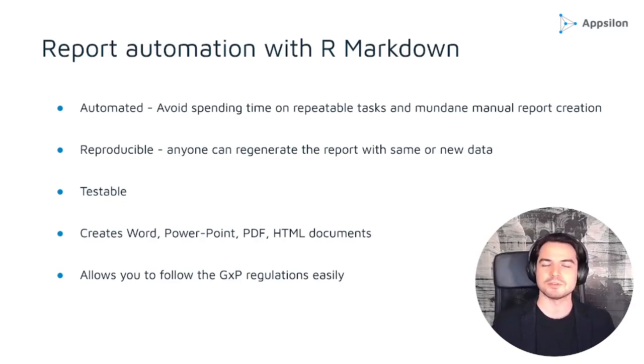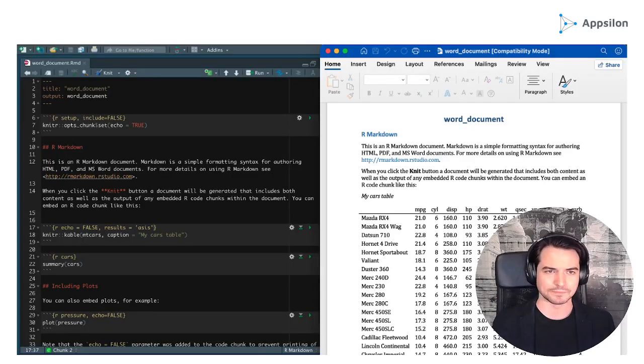What is more, it is testable, so you can have some chunks of code that you put into your application, or the Markdown report, to be more precise, and you can test those chunks separately to ensure that they are correct. R Markdown will allow you to create Word documents, PowerPoint documents, PDF or HTML, whatever you need. And it allows you to follow the GxP regulations easily, because some parts are fully automated, like making sure that there is an author on the first page, just as simple as that. But there are plenty more.